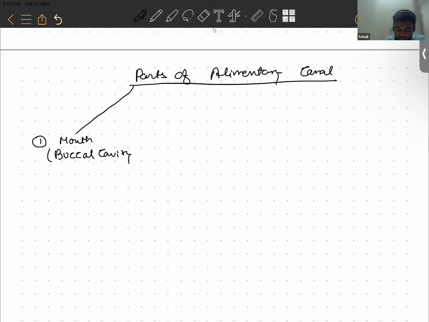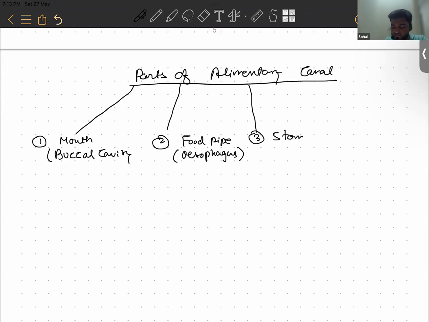Okay. Then another one is the food pipe, or esophagus. Very good. Now the third one is the stomach. After the stomach comes the large intestine or the small intestine? Small intestine.